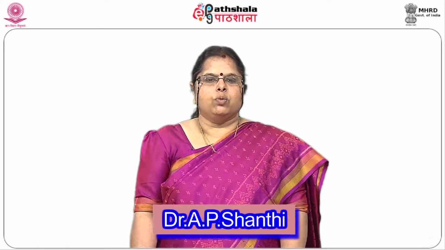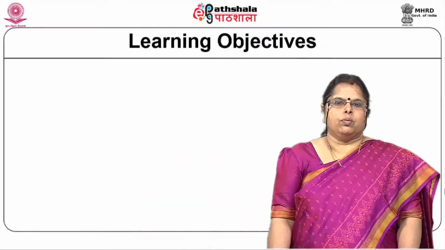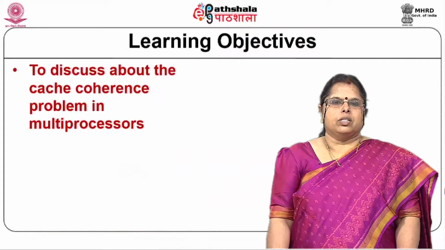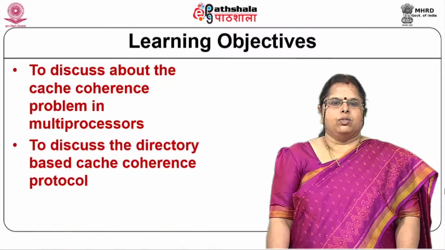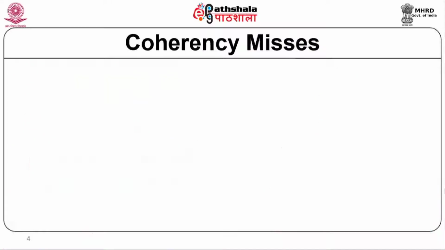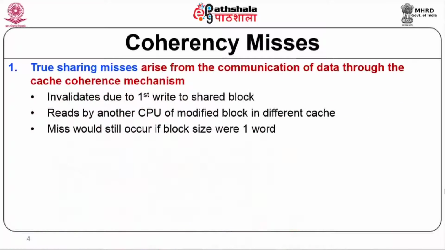We are looking at the computer architecture course. This module is on cache coherence again. It is an extension to the earlier module that we looked at. The learning objectives are to discuss the cache coherence problem in multiprocessors and to look at the directory based cache coherence protocol. We looked at what the cache coherency problem is in the previous module.